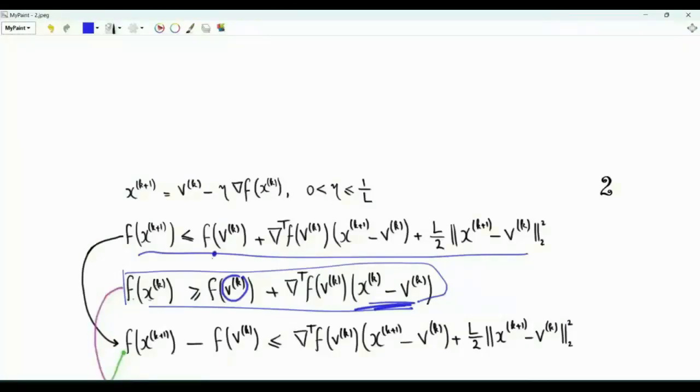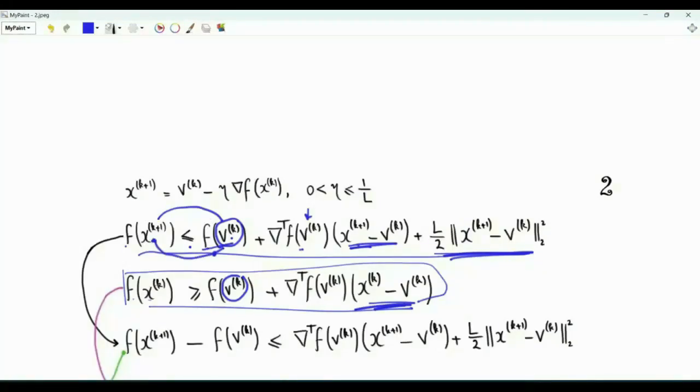The inequality due to the assumption that f has a Lipschitz continuous gradient tells us that f of x of k plus 1 is less than or equal to f of v of k plus the inner product. The gradient vector is evaluated at v of k, and then here we have x of k plus 1 minus v of k. Then we have this term, L over 2, the L2 norm squared of x of k plus 1 minus v of k.